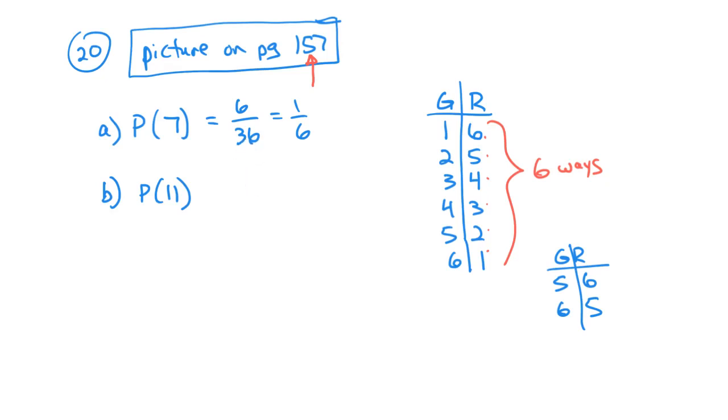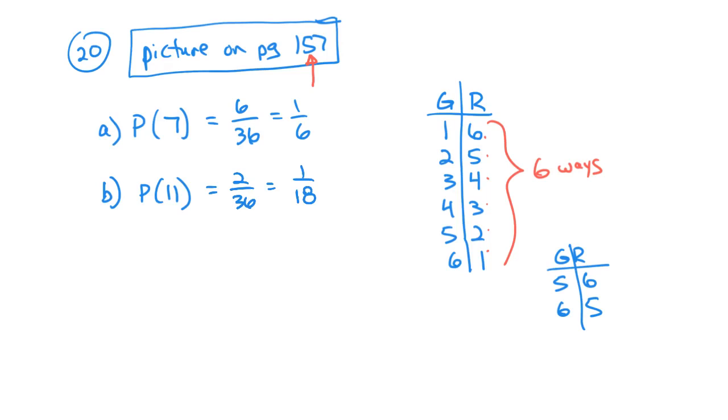Remember, because if you roll a 1 on the green, you could have 6 different outcomes on the red, 1 through 6. If you roll a 2 on the green, you get another 6 outcomes on the red, 1 through 6. If you go all the way down the line, all the way to 6 on the green, you get another 6 outcomes. So there's 36 altogether. Or look at this picture to make it easier. But the probability that you get a sum of 11 is just going to be 2 out of 36, or 1 out of 18.